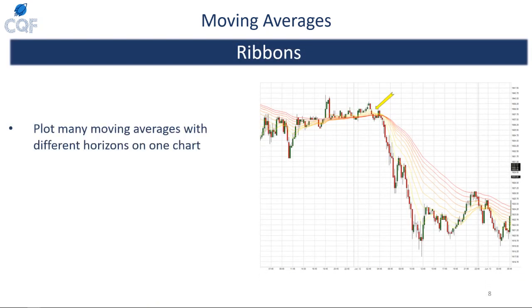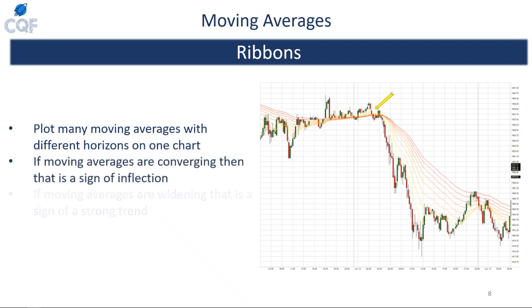So ribbons are probably the most complex use of a moving average. Here you chart out multiple moving averages of different lengths. So maybe a 5-day, 10-day, 20-day, 50-day, 100, 200-day, all on the same chart. You can use simple or exponential here. I generally prefer exponential, but that's up to you. And you're trying to look at how these moving averages are moving in relation to each other.